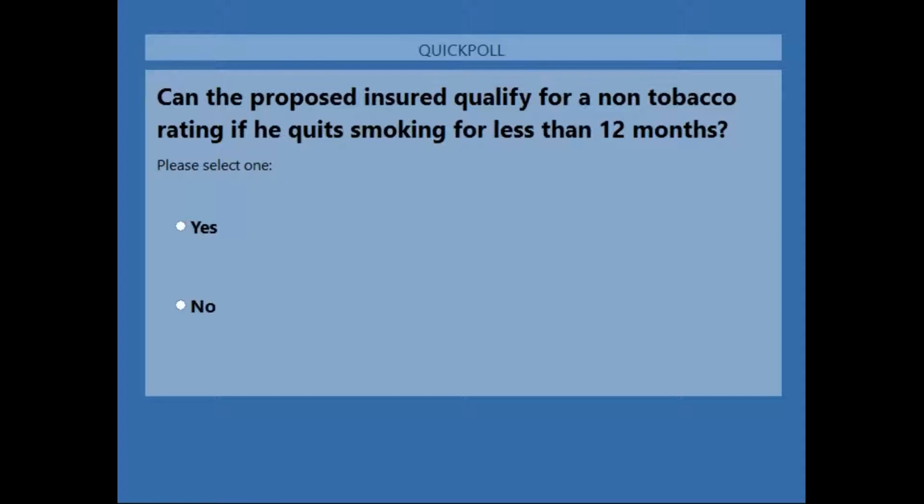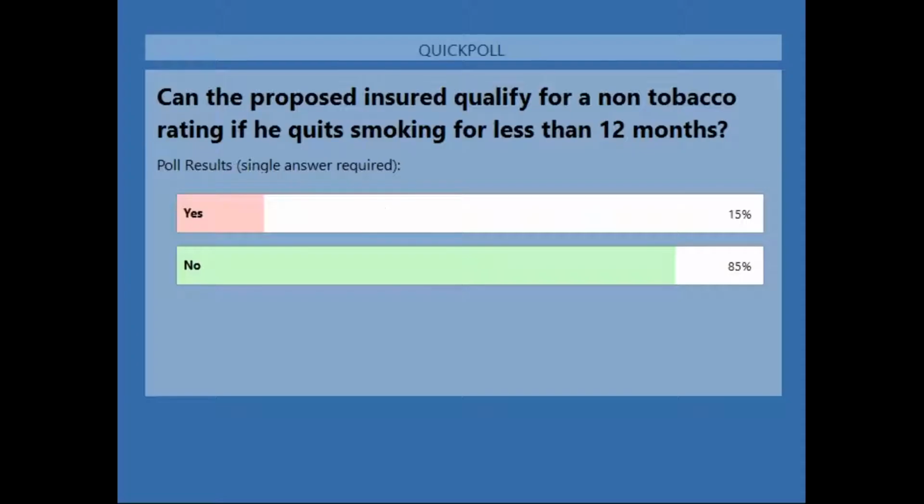Okay. We've got better than half of the attendees responding, so at least I know half of you are still with me. And the majority, actually 85% of you, recognize the fact that no, you cannot qualify for a non-tobacco rate if you have been smoking in the last 12-month period of time.